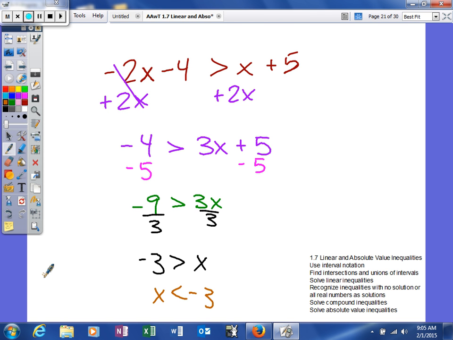One thing, as you notice, I didn't have to multiply or divide by a negative number. It's not the answer I get. Some of my lower level students, they'll say negative 9 divided by 3, I got a negative, and therefore I must flip the inequality. That's not true. I divided by positive 3.